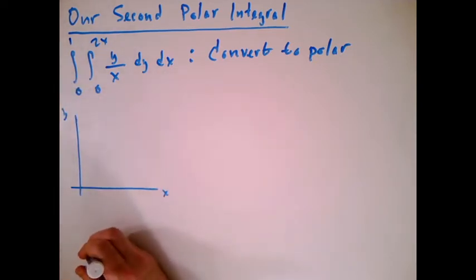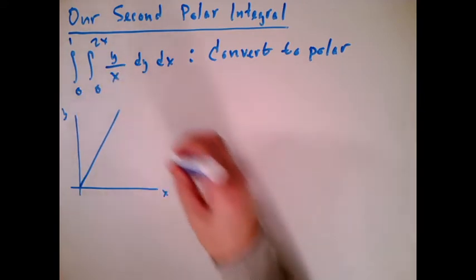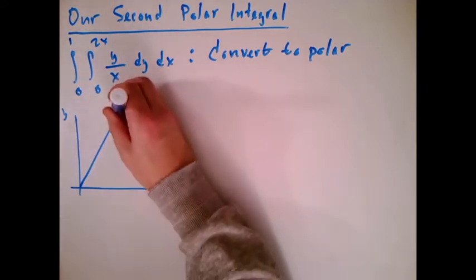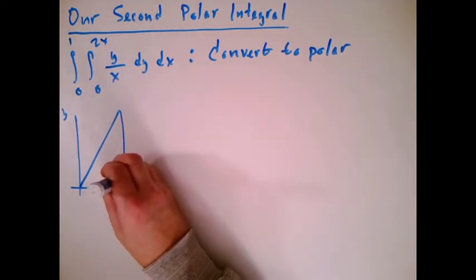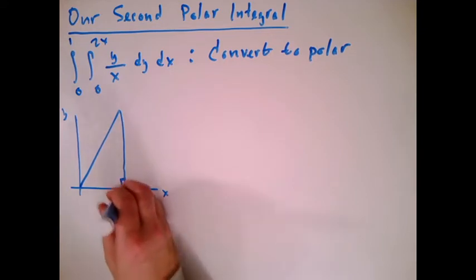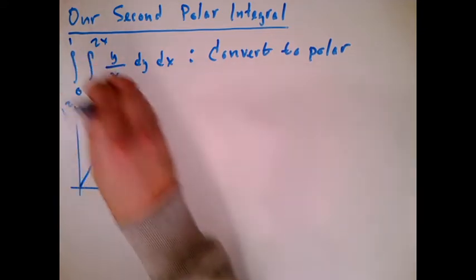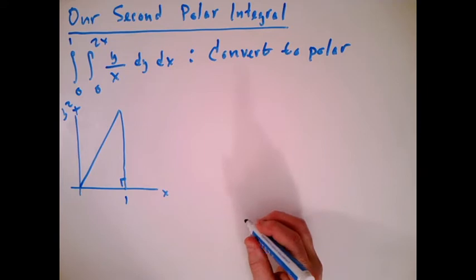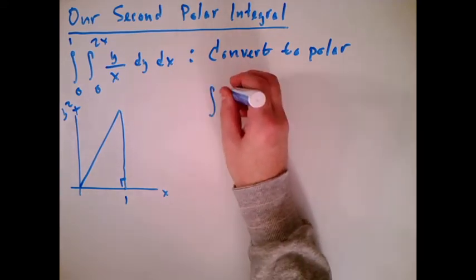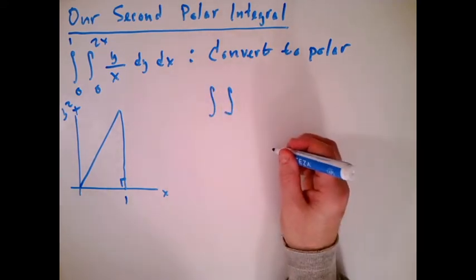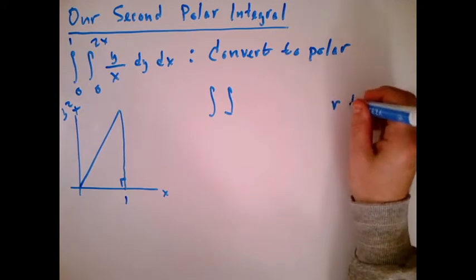I see that y starts at 0 and ends at 2x, right? I see that x goes from 0 to 1. They go like this, like this. This is 1, and this is 2, like that. Good. Now, how do we convert to polar? I know it's going to be a double integral. I know instead of dy dx, I have r dr d theta.